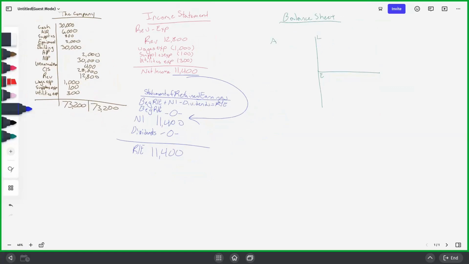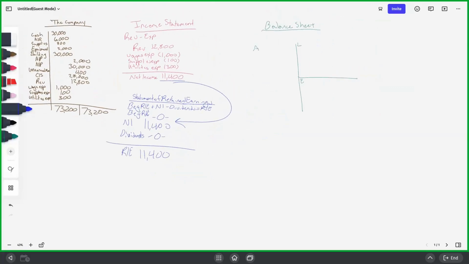Move this a little bit and we're gonna go to the balance sheet. So what accounts are going in our assets? Cash, accounts receivable, supplies, equipment, building.